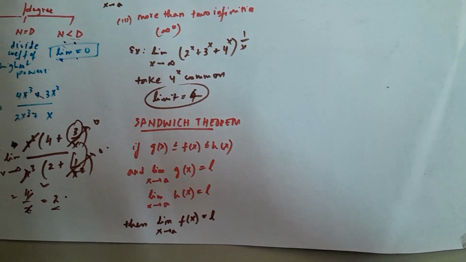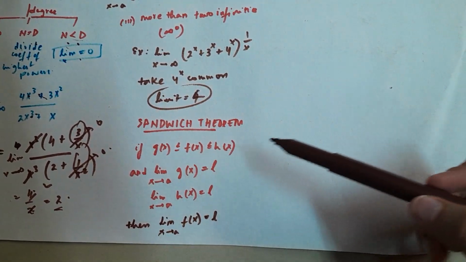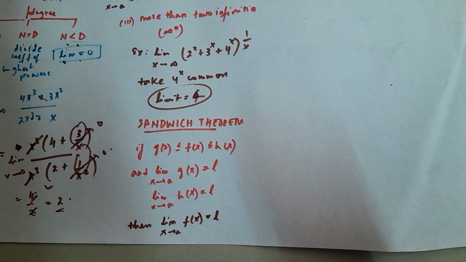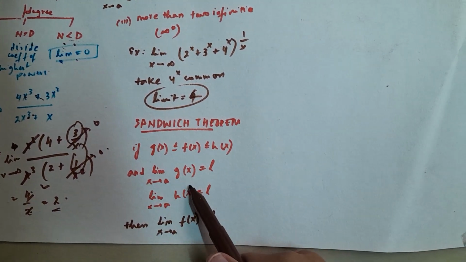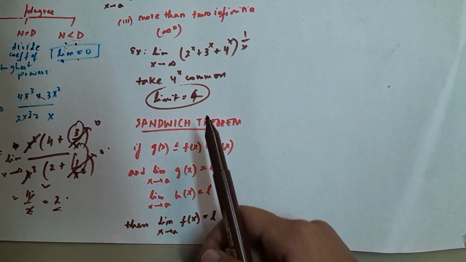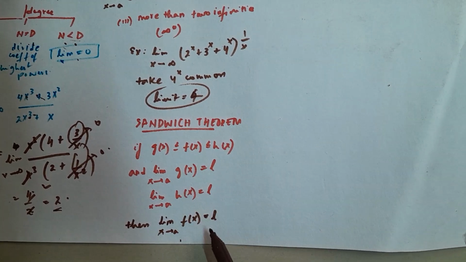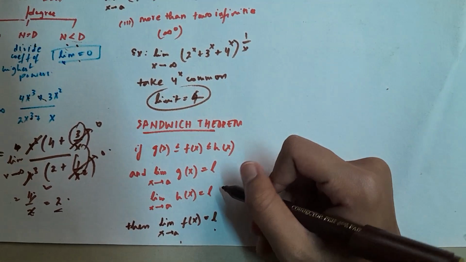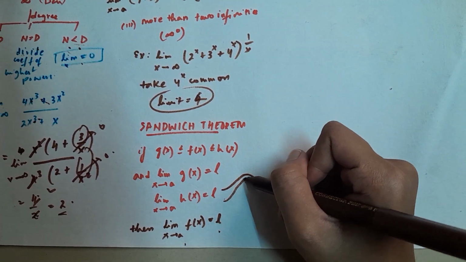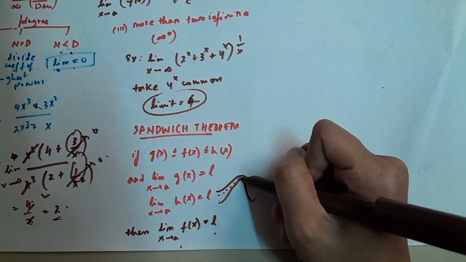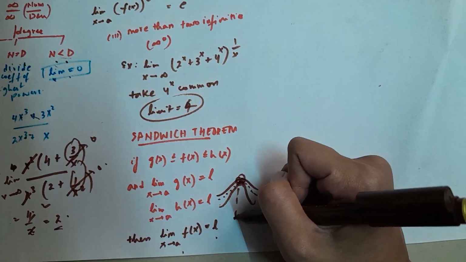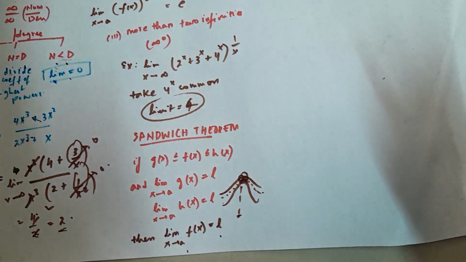Next is your sandwich theorem. So let's take three functions, h of x, f of x, g of x, and f of x lies in the middle of these two. So if the limit as x approaches a of g of x is L, and the limit as x approaches a of h of x is also L, then the limit as x approaches a of f of x will also be L. So the graph will kind of look like this. Let's say f of x is somewhere in the middle. So if both of these functions are approaching the same value at x equals a, so will f of x.